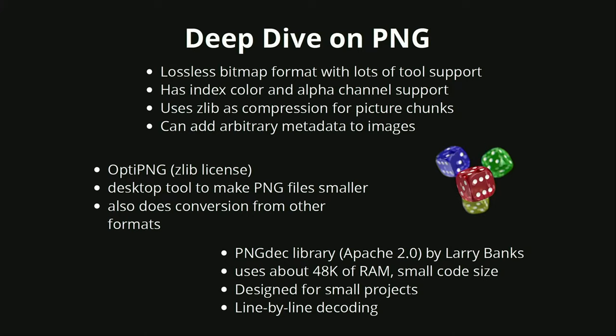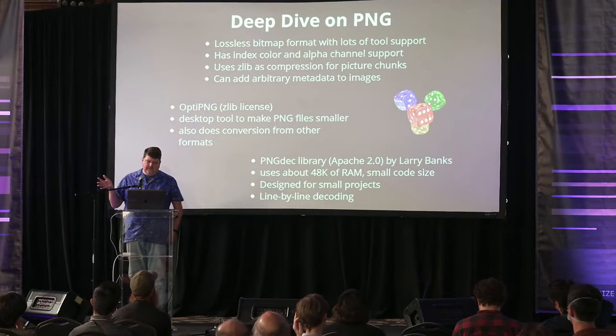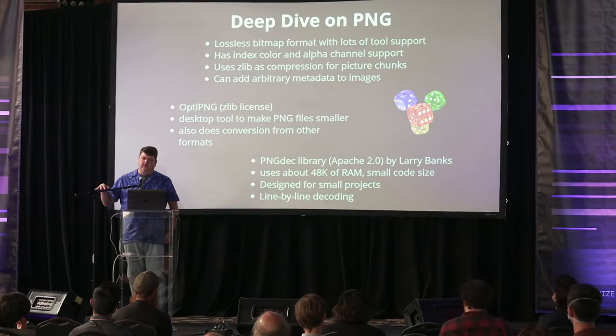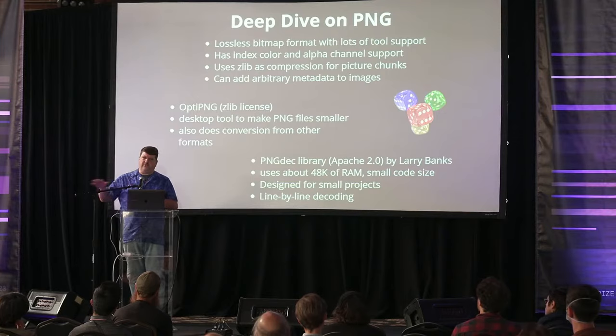When it comes to showing PNGs on a device, PNG was kind of built for the web and for desktop computers, so it's not very optimized for small devices. But Larry Banks, an amazing programmer, came up with a library called PNGdec, and it allows you to do line-by-line decoding of PNG files. That's great if you're decoding it and sending it straight out to a TFT display, because you don't need to put the entire bitmap into memory at a time. It does use about 48K of RAM. A lot of that is building up the dictionary, because the compression method used in PNG saves chunks of the image into a dictionary so it can refer back to them. So you need some memory to continue your decompression. But it's a great tool to have.